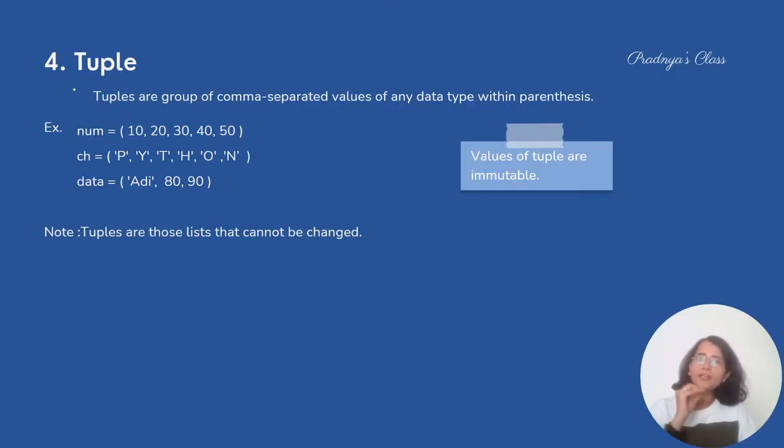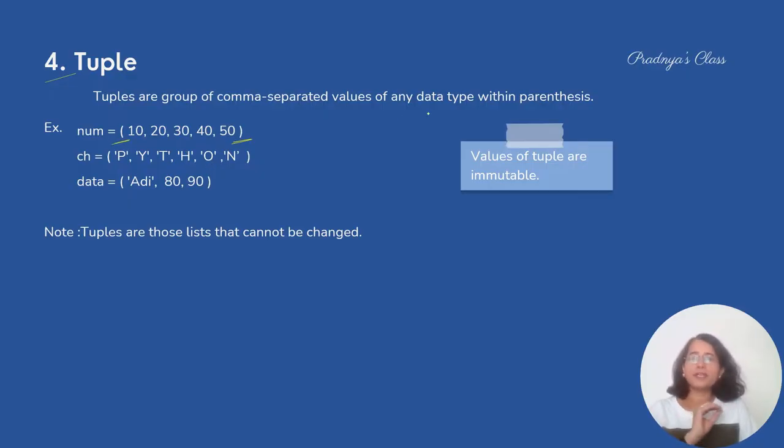The fourth data type provided by Python is tuple. Tuple is also a collection of values of any data type, but here we are enclosing it with brackets, or we can say parentheses also.